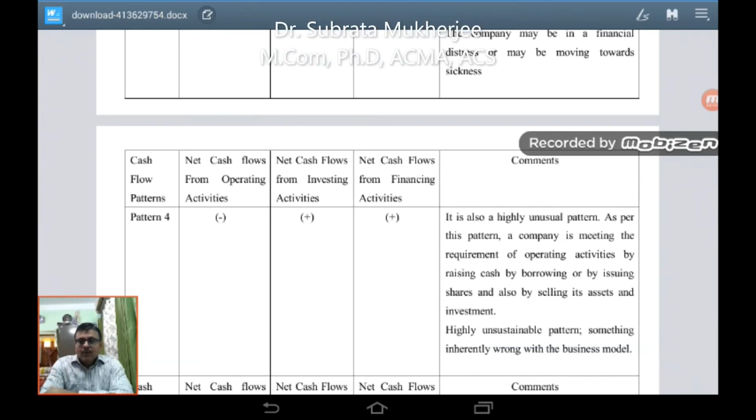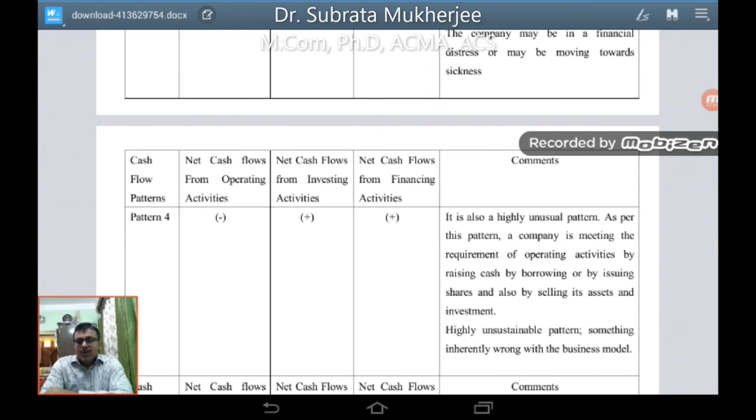Pattern 4, where the cash flow from operating activity is negative, cash flow from investment activity is positive, and cash flow from financing activity is also positive. It is also a highly unusual pattern. As per this pattern, a company is meeting the requirement of operating activities by raising cash, by borrowing or by issuing shares, and also by selling its assets and investments. Highly unstable pattern, something inherently wrong with the business model.